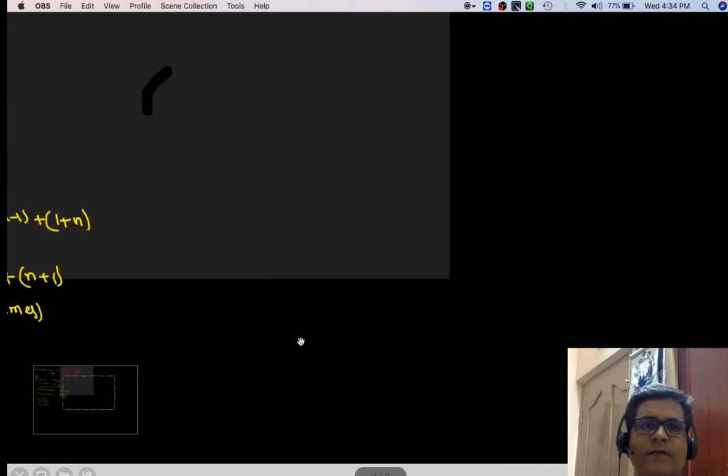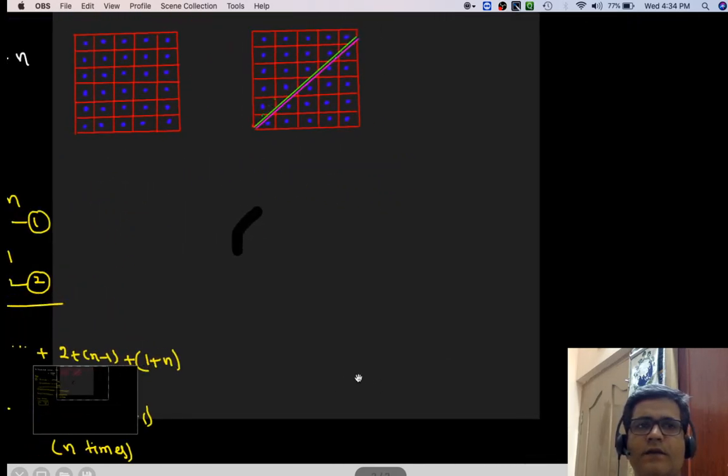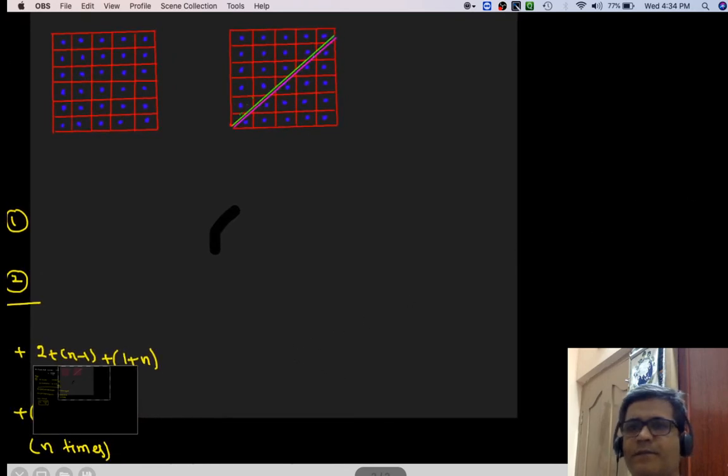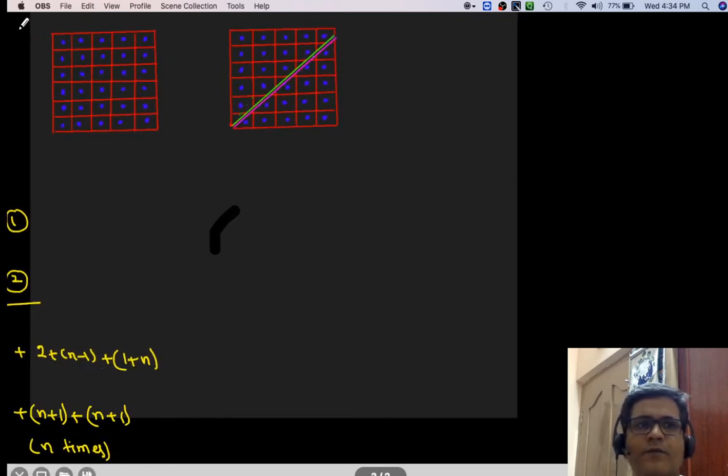Next, method 2, a geometric or visual proof we will see. So method 2 is, you take one grid which contains 1 2 3 4 5, that is 5 columns, and 1 2 3 4 5 6 rows, that is you take a grid of 5 by 6.